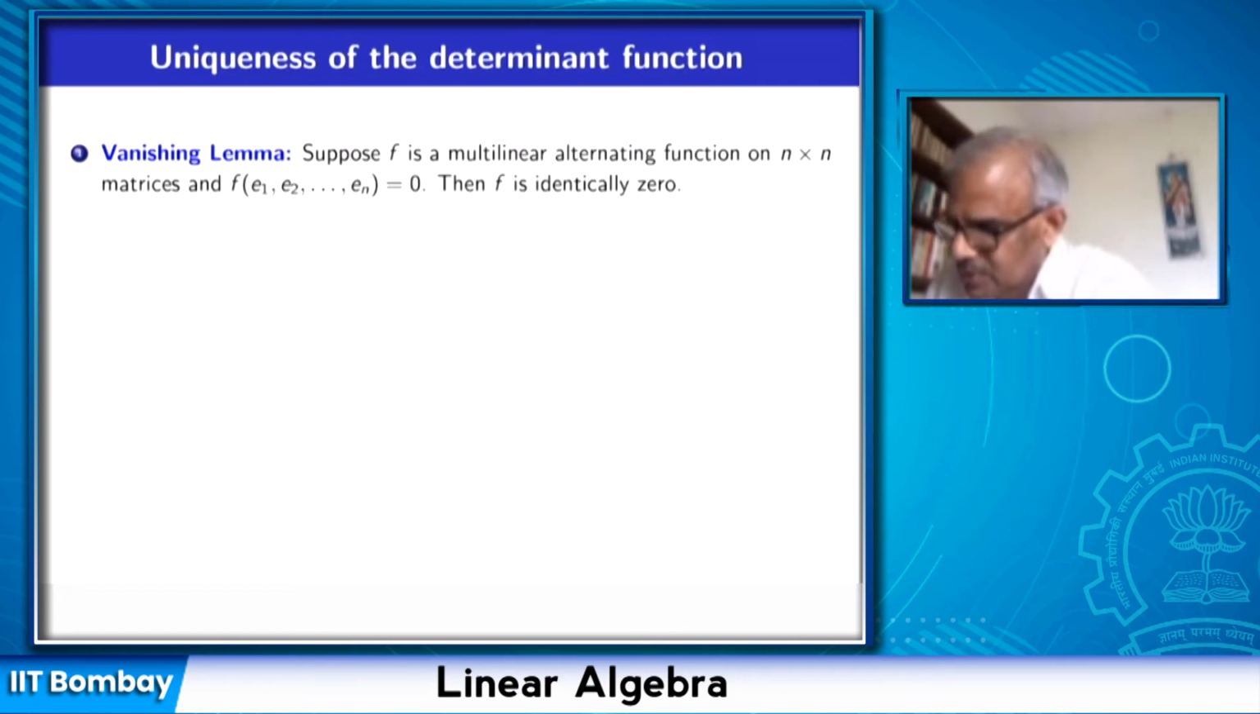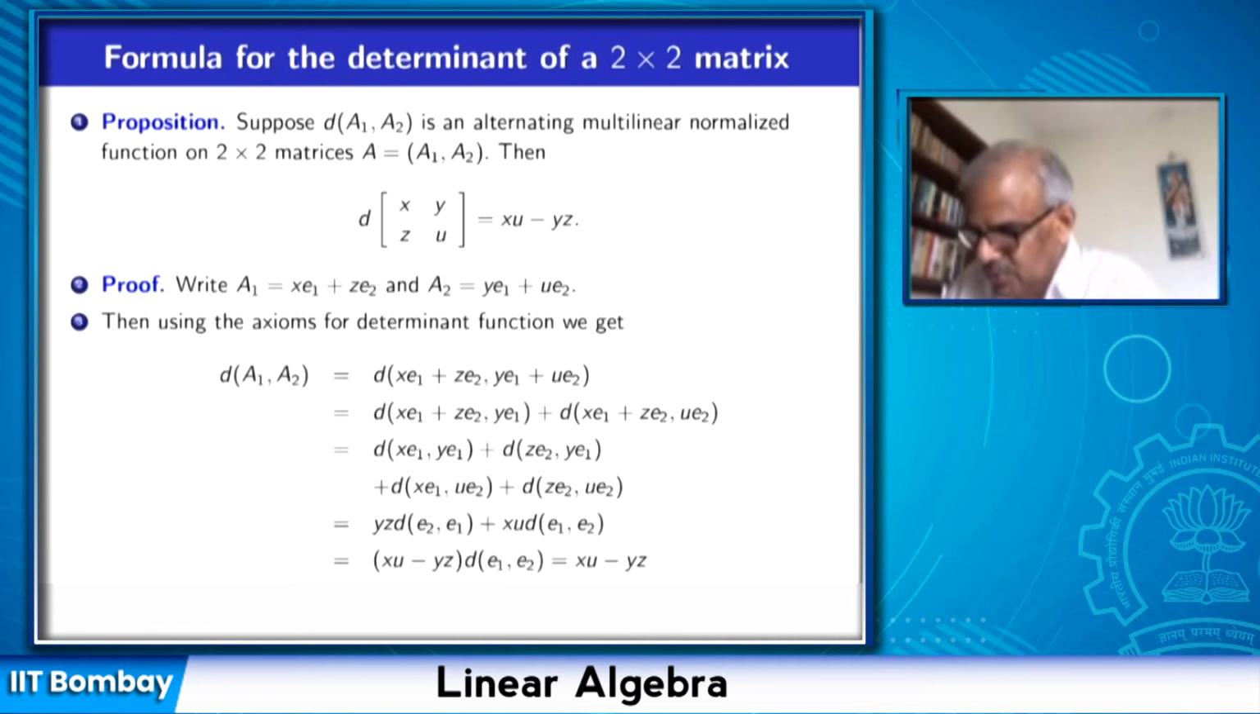So I am using only two properties: a multilinear alternating function on n by n matrices, and suppose that f on the identity matrix is 0. Then f is identically 0. Now this vanishing lemma you can derive from the 2 by 2 case.